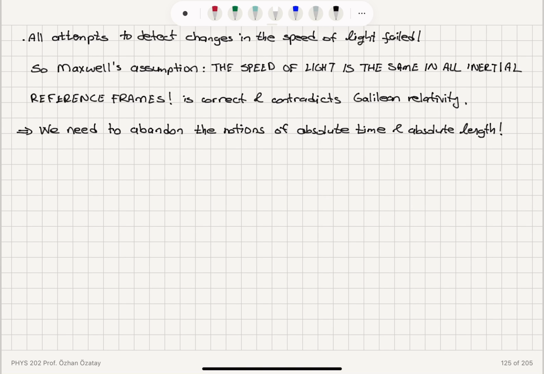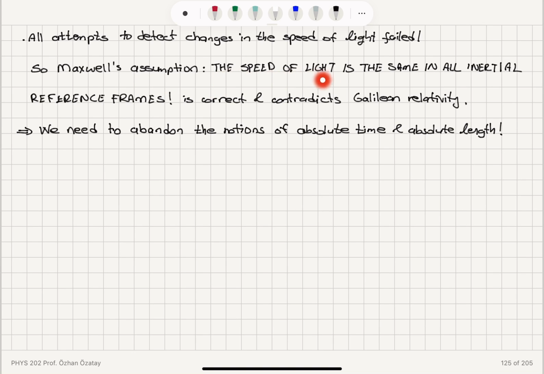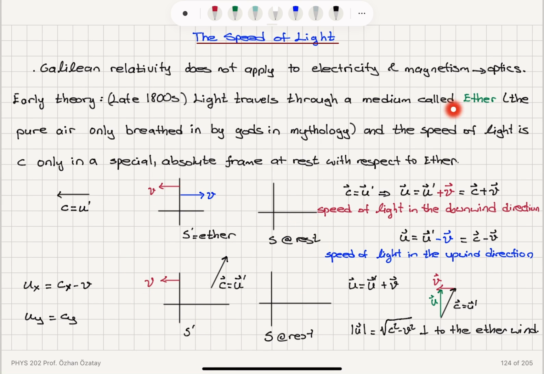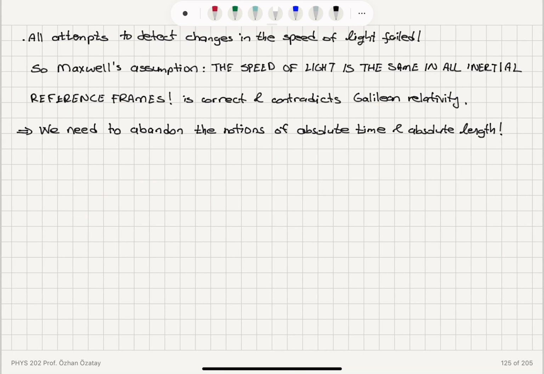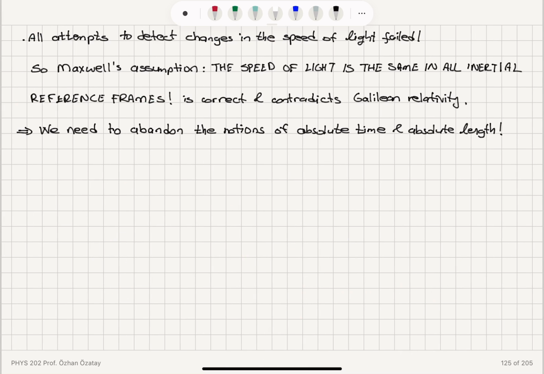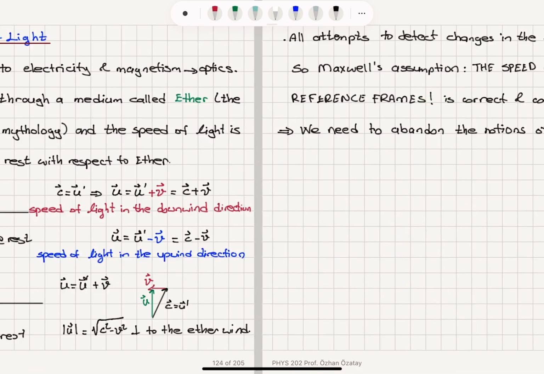So, as I will mention, all attempts to detect changes in the speed of light basically failed. So, Maxwell's assumption that the speed of light is the same in all inertial reference frames is correct, and it contradicts Galilean relativity. So, using Galilean relativity and the idea that light is propagating in a medium called ether, in which only we have the speed of light c, is not correct, and arguments based on Galilean relativity predict that the speed of light that we measure should change depending on our relative velocity with respect to ether, but all such experiments failed. Therefore, we need to abandon the notions of absolute time and absolute length. So remember, Galilean relativity was based on the idea of absolute time when we did this transformation.